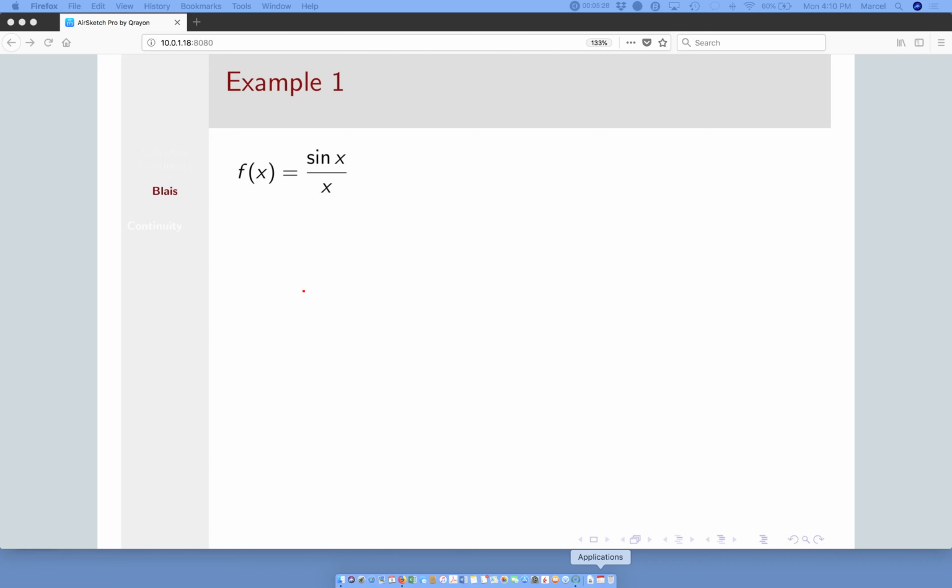Okay, let's look at some examples. So a classic example, and this is one we've looked at a little bit already, the function sine of x over x. And if you graph this, the graph looks like this.